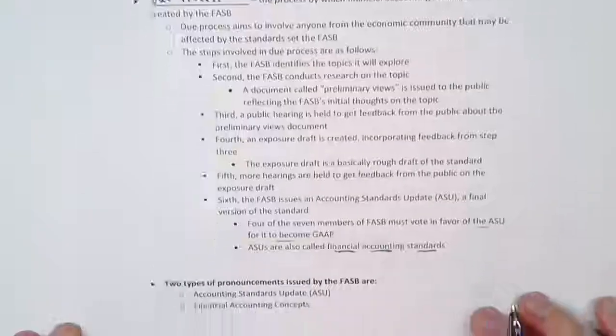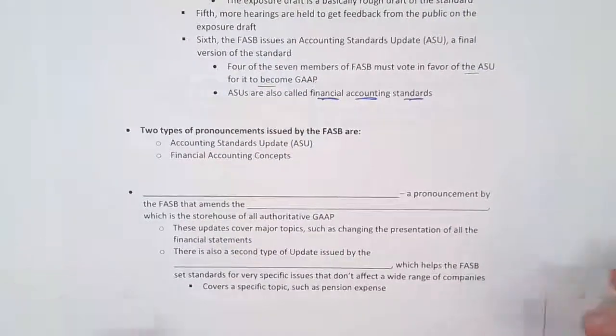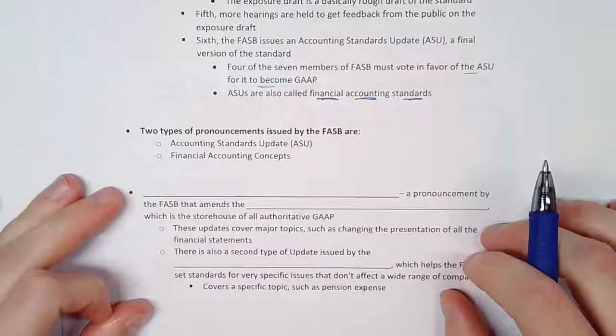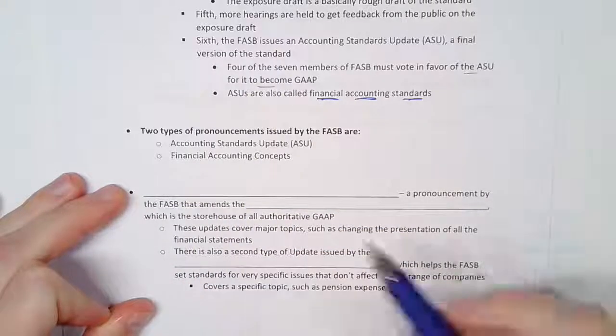Now let's look at a couple of different types of pronouncements that are put out by the FASB. The first type of pronouncement that is issued by the FASB is the Accounting Standards Update, and the other one is the Financial Accounting Concepts. So those are the two main types of pronouncements issued by the FASB.